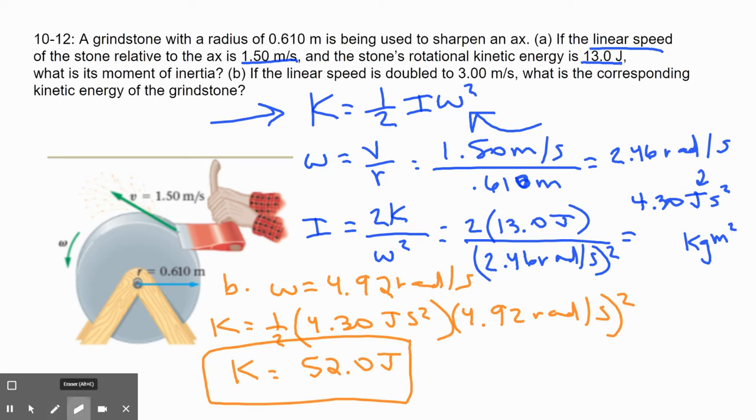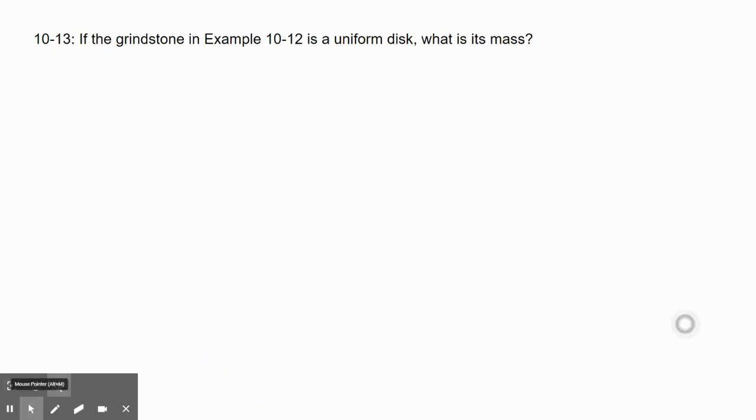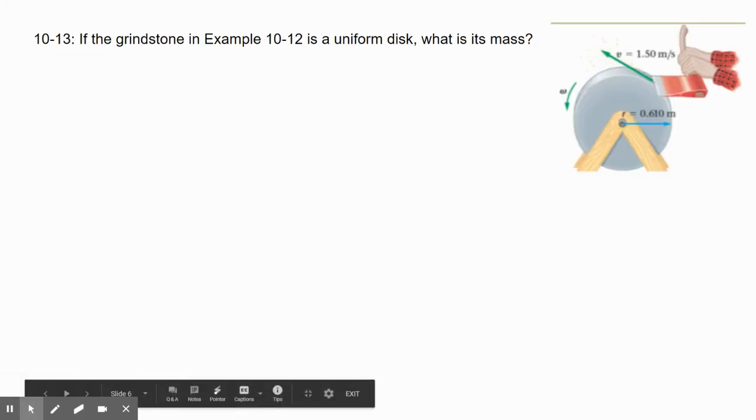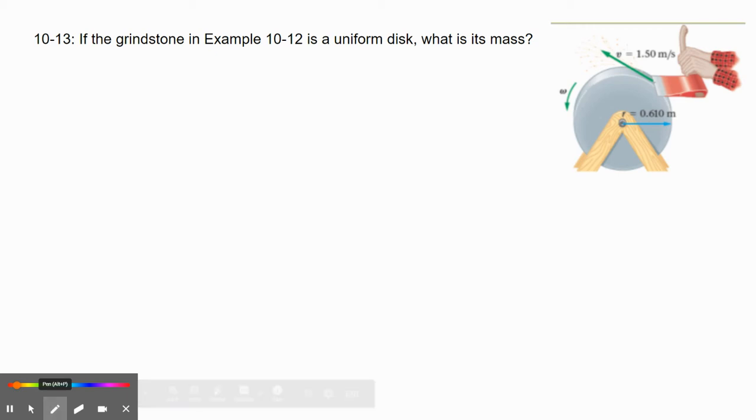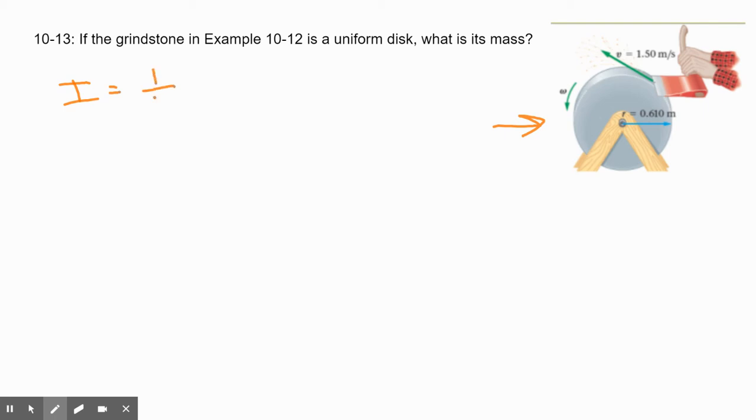Okay. Moving on again. And we're doing something else with this problem. If the grindstone here is a uniform disk, what will its mass be? Okay. Take a look at that equation sheet again. For a uniform disk, we know that I is equal to 1/2 mr squared. Well, we know what I is. We calculated it in the previous problem. And we know what the radius is. There we go. So we can solve for m. This is going to be very straightforward.